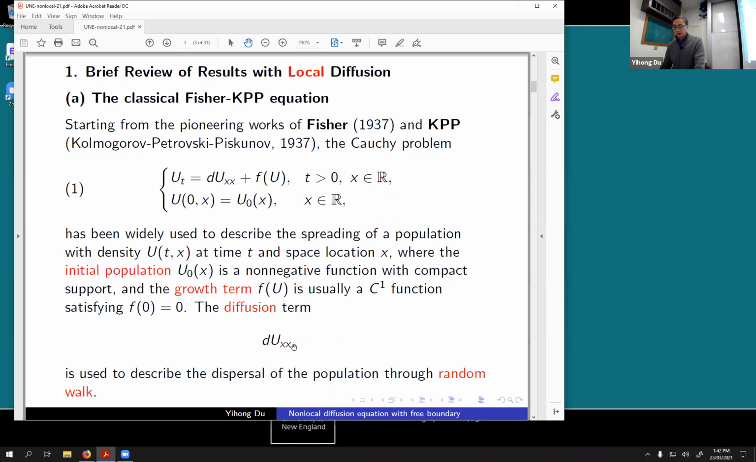And this diffusion term, we use this standard diffusion term. It really means the population disperses randomly in space, like a Brownian motion.